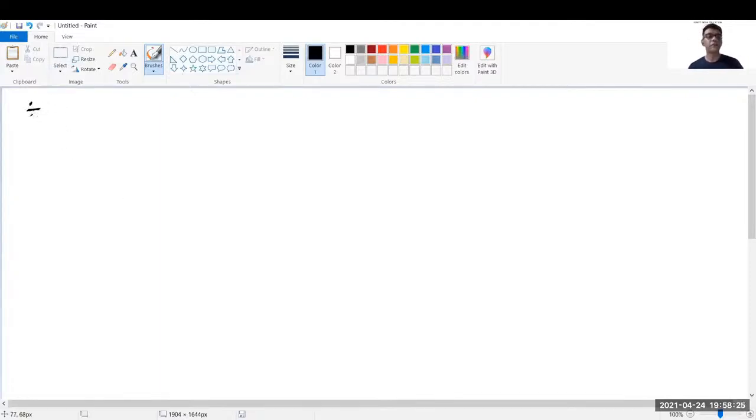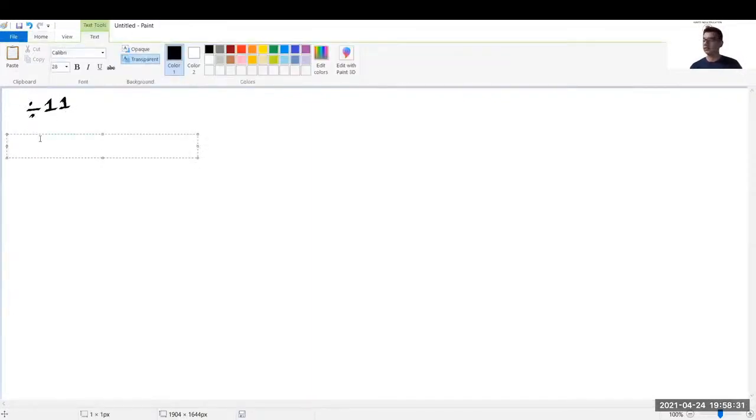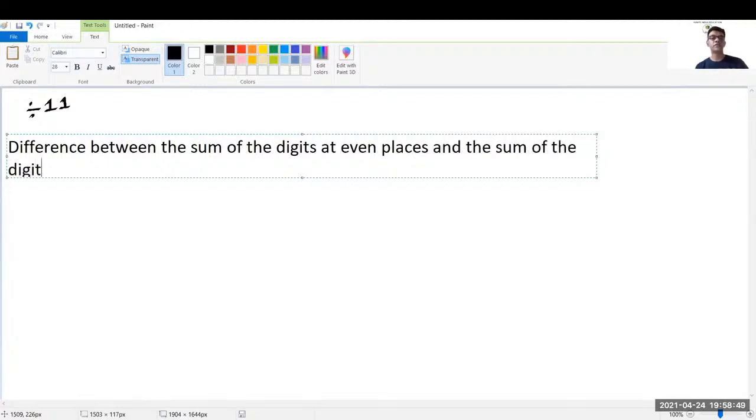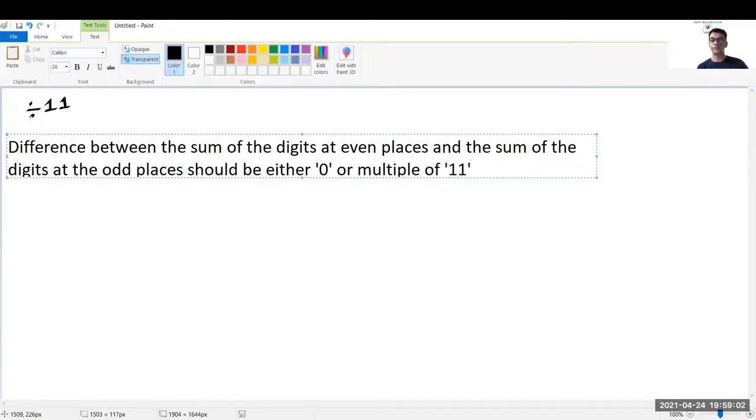Divisibility rule for 11. Write down, please. This is something that we have to write down. The difference between the sum of the digits at even places and the sum of the digits at the odd places should be either 0 or a multiple of 11.